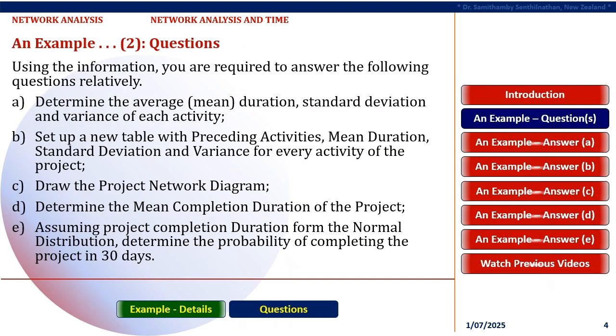In this section, the following subsections of the questions are relatively presented to answer with the information given in the table. A. Determine the average, mean, duration, standard deviation and variance of each activity. B. Set up a new table with preceding activities, mean duration, standard deviation and variance for every activity of the project. C. Draw the project network diagram. D. Determine the mean completion duration of the project. E. Assuming project completion duration form the normal distribution, determine the probability of completing the project in 30 days.